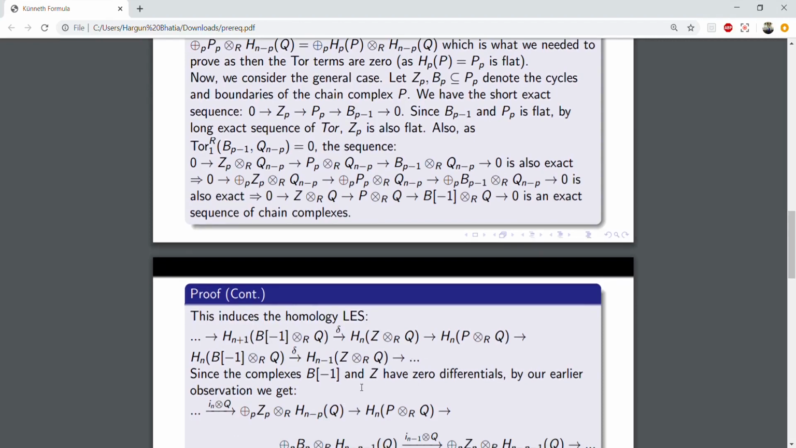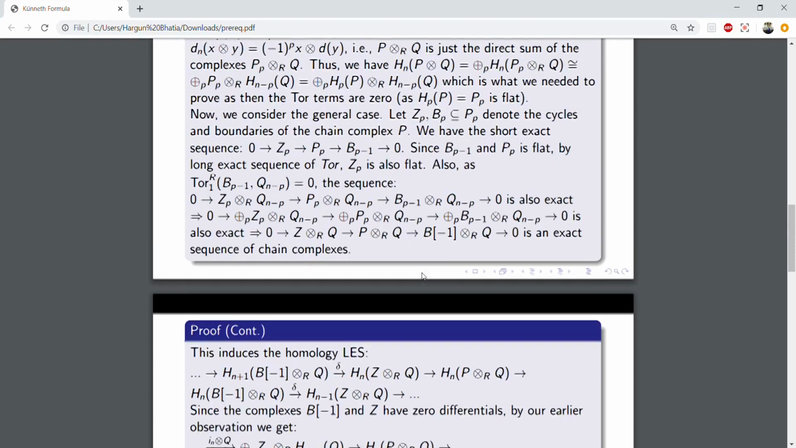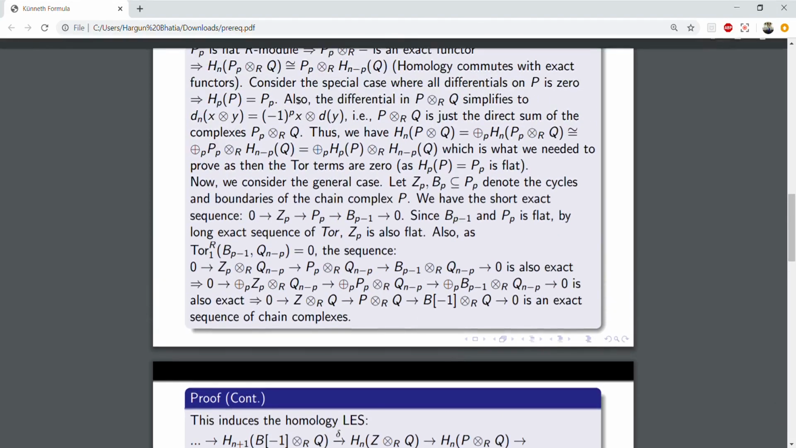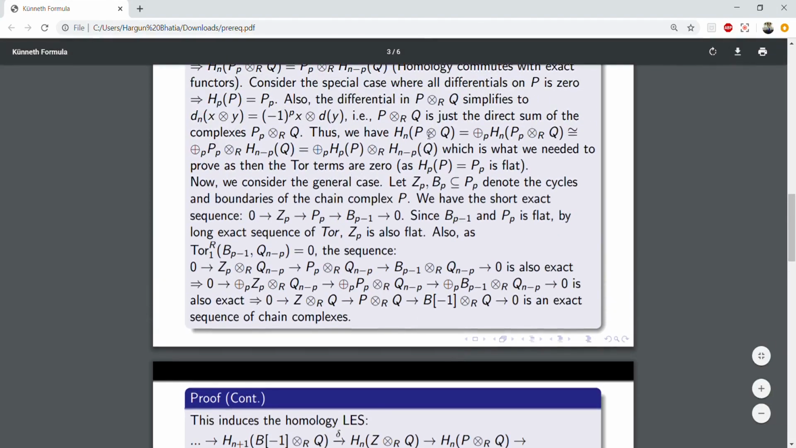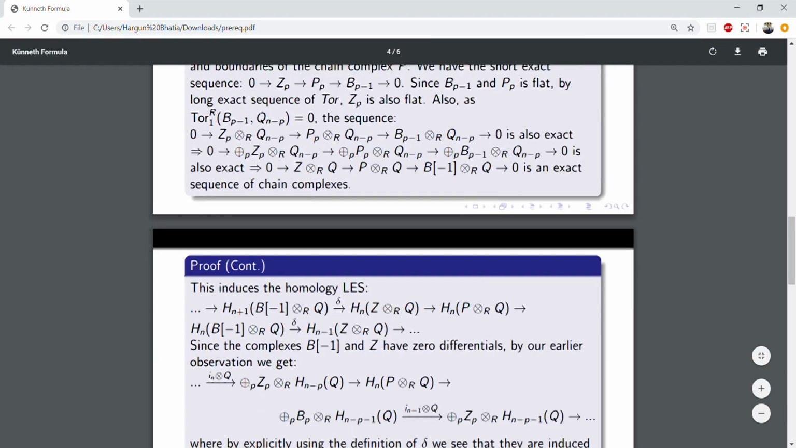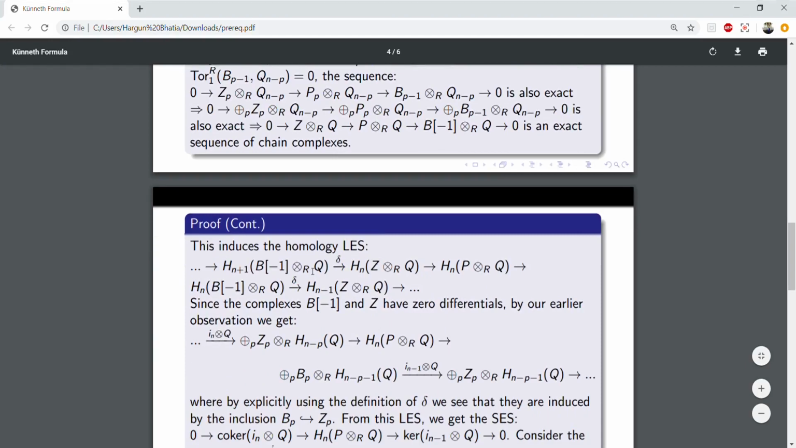Now, observe that these complexes B_{-1} and Z have 0 differentials. By the early observation, we know what H_n(Z ⊗ Q) should look like. By the early observation, if a complex P has 0 differential, then H_n(P ⊗ Q) is this direct sum. So now we rewrite this.